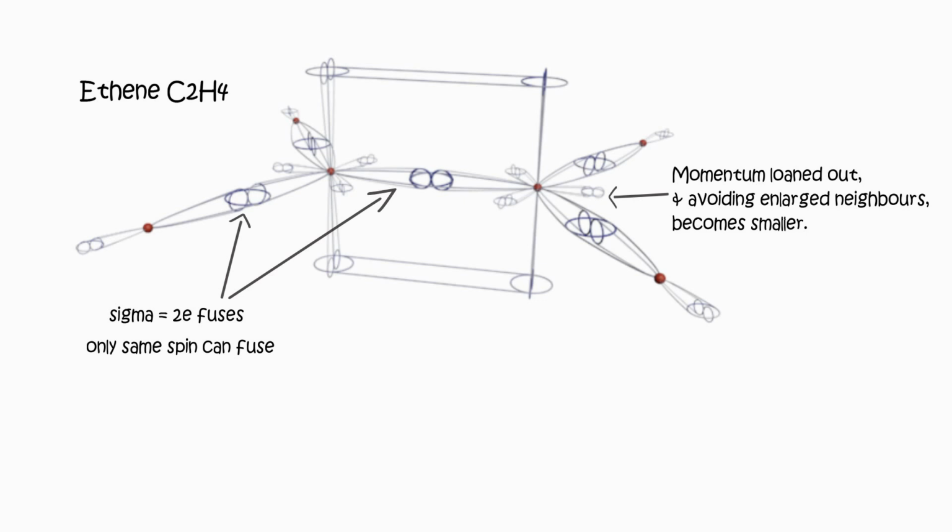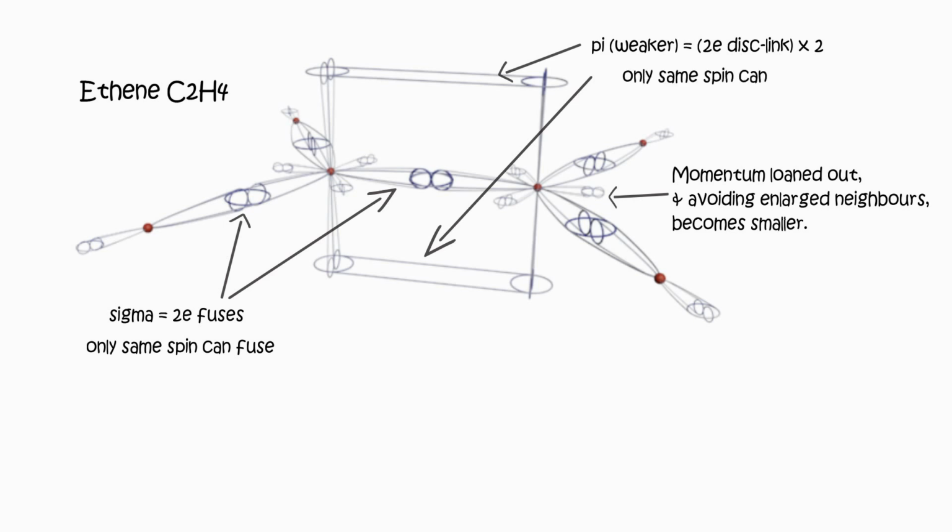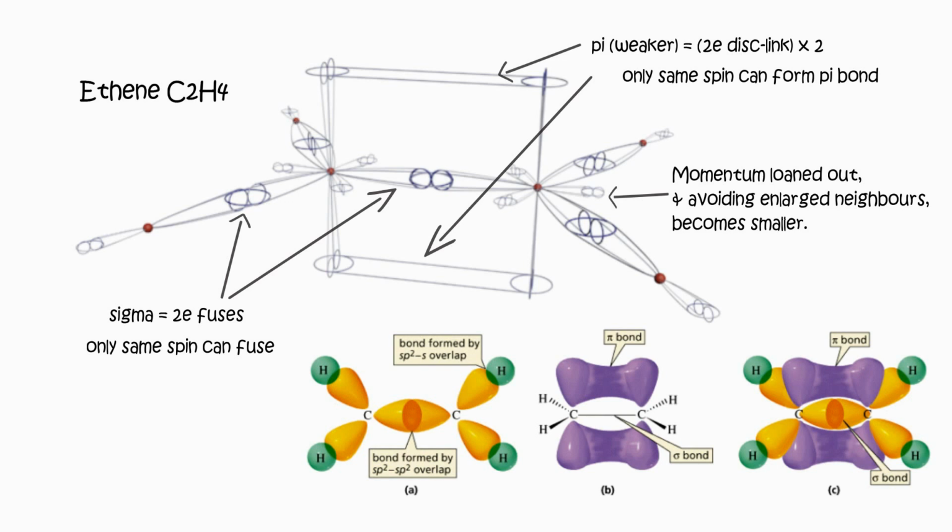Pi bonds. A sigma bond can bring 2 parallel p orbitals close enough to form connecting belts. This is the pi bond. Only electrons with the same spin can form a sigma or pi bond.